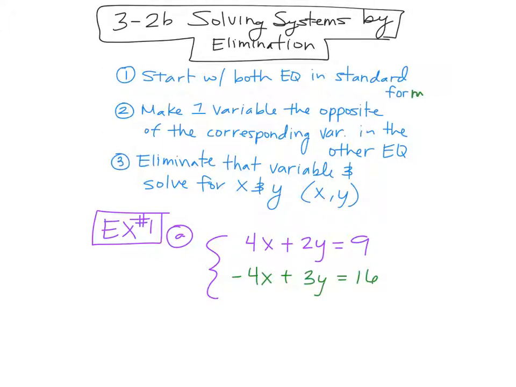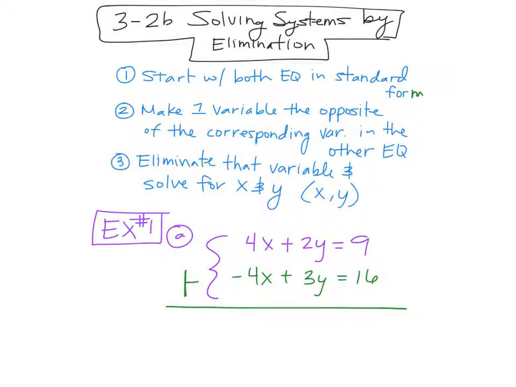Step 2, make one variable the opposite of the corresponding one in the other equation. Do you have opposites for any of your variables right now? Yes. Yeah, you have a 4x and a negative 4x, right? So that's done for you too. So all you have to do in this problem is eliminate the variable and solve for your x and y. So I always do this, okay? If I want to get rid of x, I need to add my 2 equations together because 4x plus a negative 4x is 0, right?